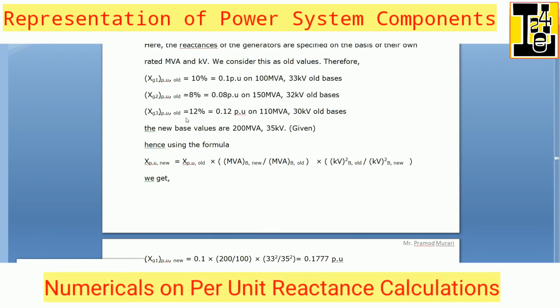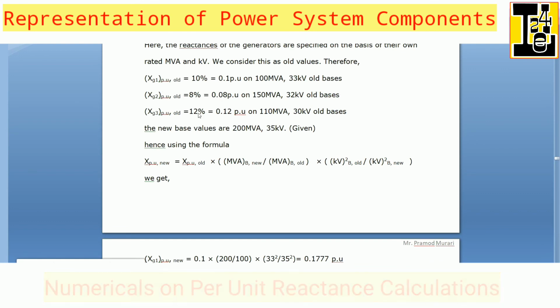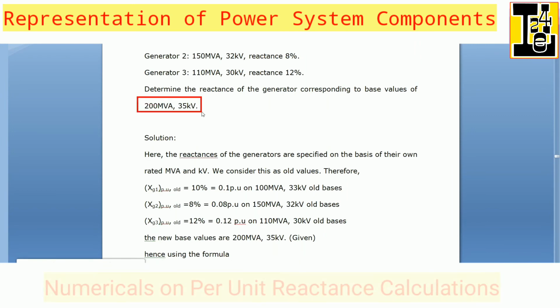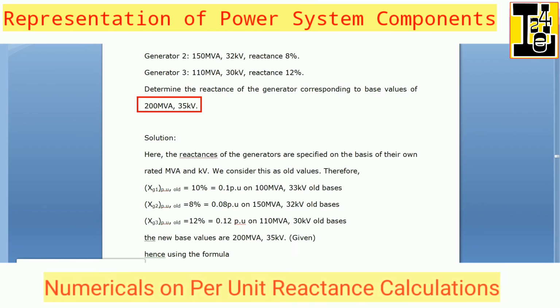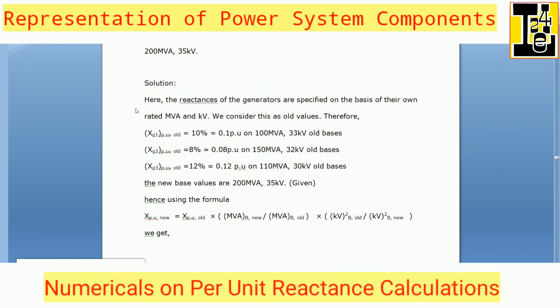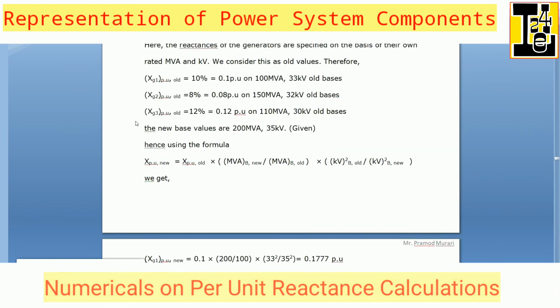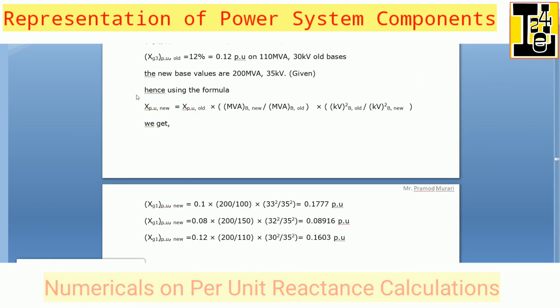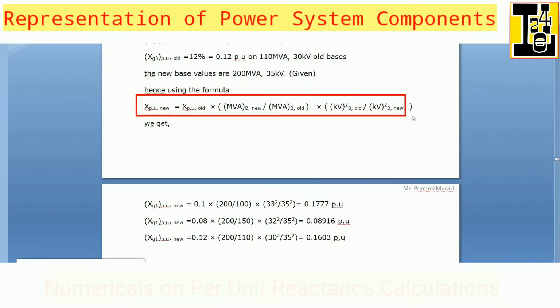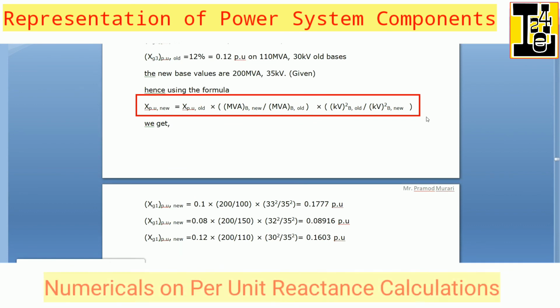Here, the reactances of the generators are specified on the basis of their own rated MVA and kV. We consider them as old base values. Therefore, as new base values are given here, the new per unit reactances are to be calculated using the formula. Let me calculate the first one. The standard formula on a new base is X per unit new is equal to X per unit old into MVA base new divided by MVA base old, into kV base old square divided by kV base new square.